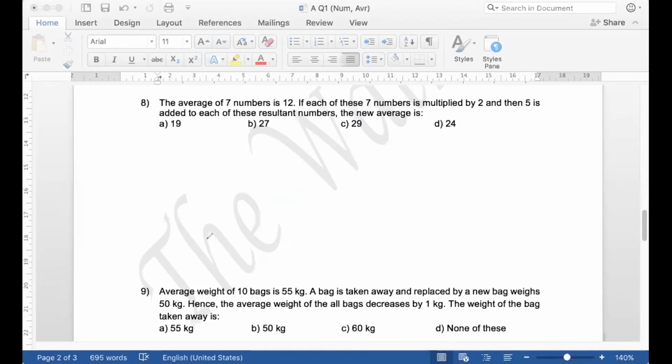The average weight of 10 bags is 55. A bag is taken away and replaced by a new bag that weighs 50 kilograms. So the weight of the new bag is 50 kilograms. Hence, the average weight of all bags decreased by 1 kilogram. The weight of the bag taken away is what?